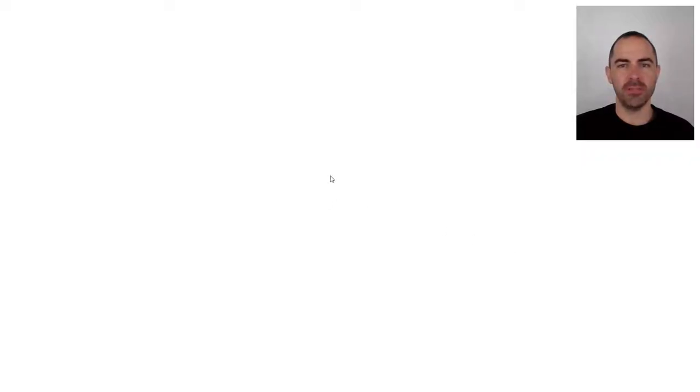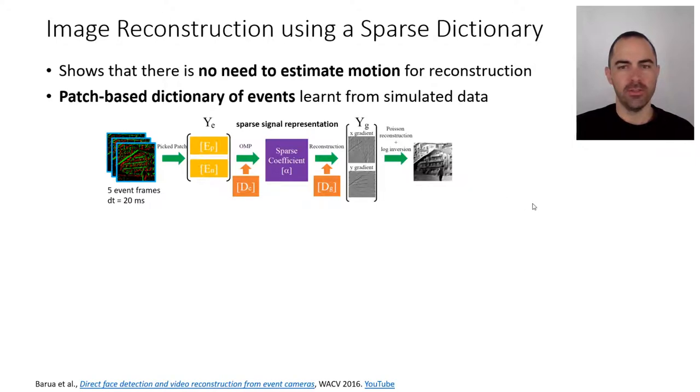Okay, let's move on and keep on looking at some image reconstruction methods. This one came out in 2016 in the Conference on Winter Applications on Computer Vision, and it's doing image reconstruction using sparse signal processing, sparse signal representations. You're using what is called a sparse dictionary.